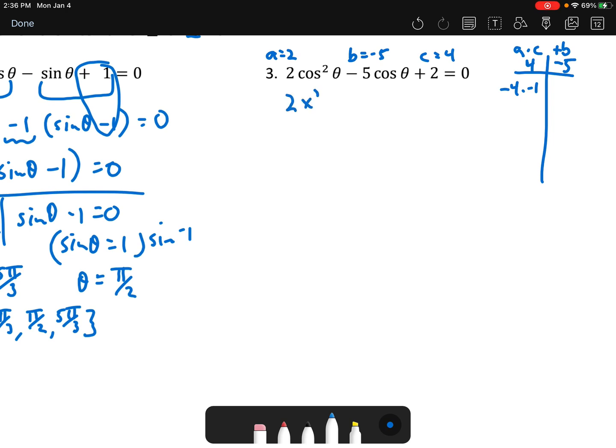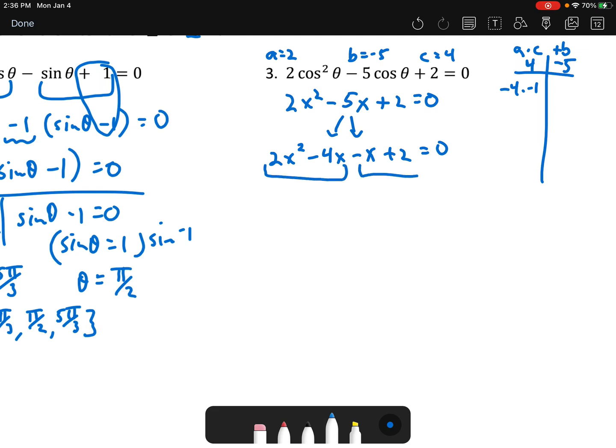So I think most of us like to write it this way. So I will write it this way with an x instead. So we'll let x be cosine. So now if we're going to split the middle term, we're going to split negative 5x to negative 4x minus x. So we split the middle term and we factor by grouping just like we did before. Well, what comes out of the first? 2x. What's left? X minus 2.